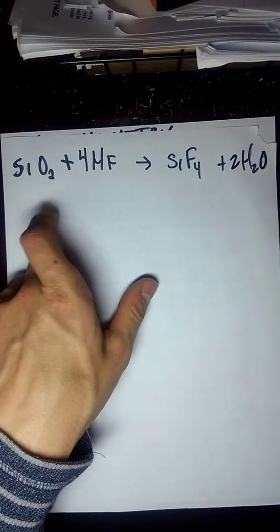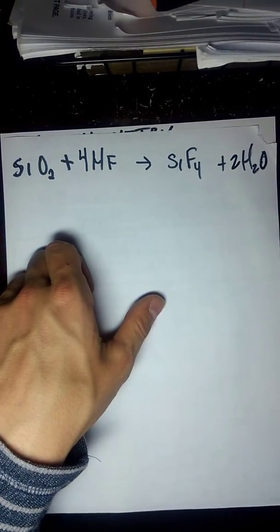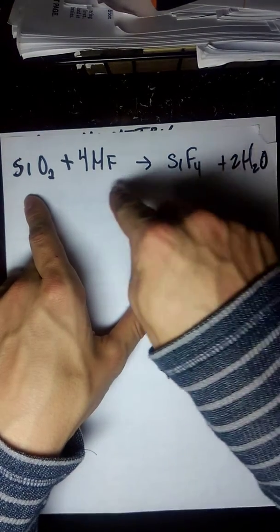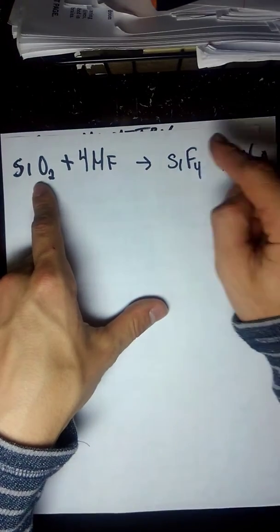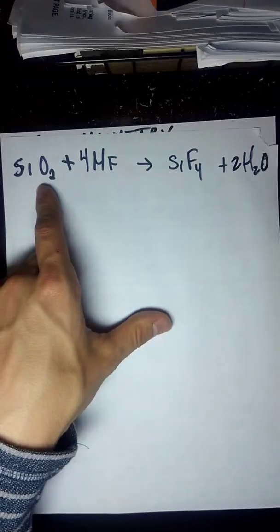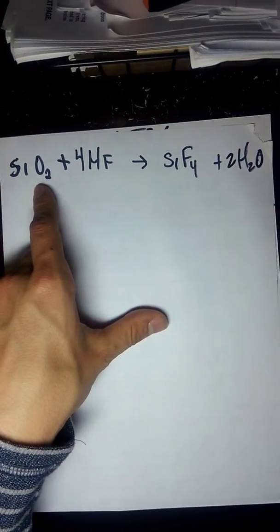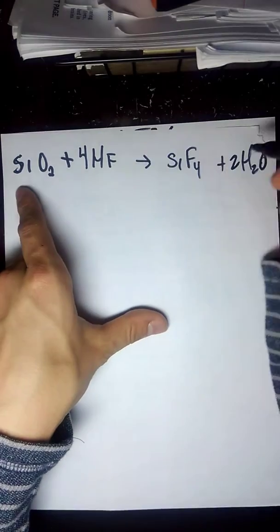I just simply put my 4 out front. Now we're all balanced, right? So let's check. Is everything here balanced? And yes, it is. 4 hydrogens, 2 oxygens, 2 oxygens, 1 silicon, 1 silicon. Everything's balanced, right? All right, so basically in this case, we balanced our equation.